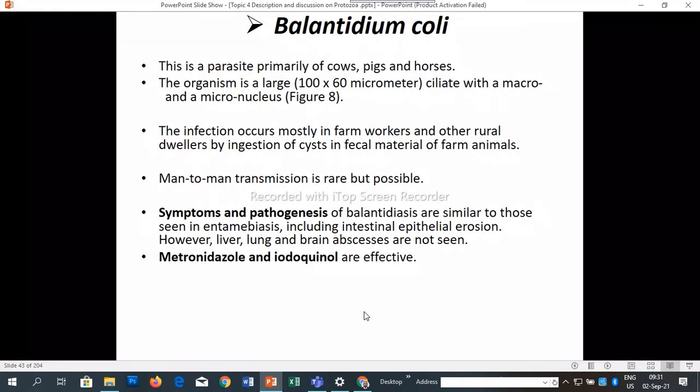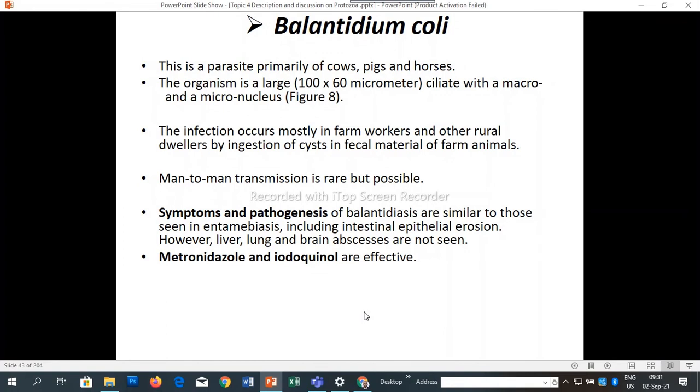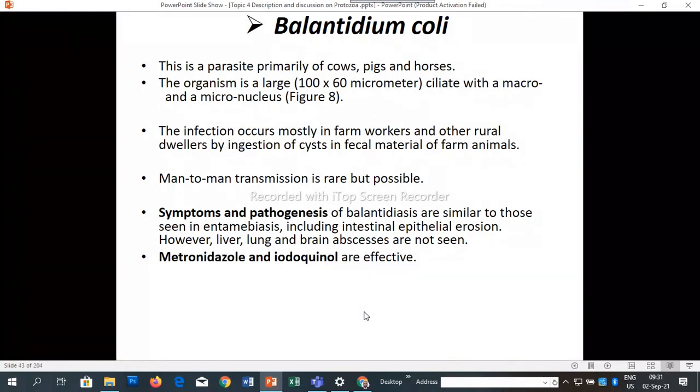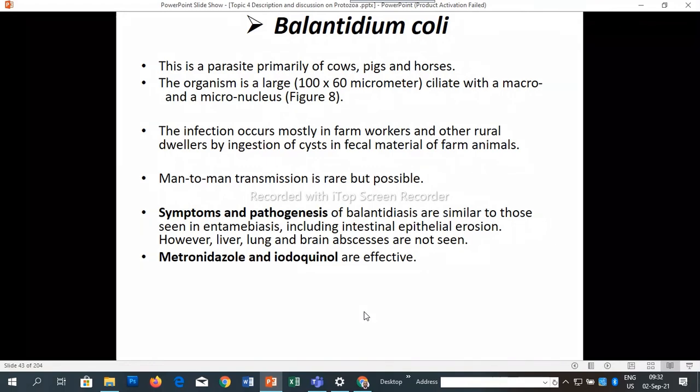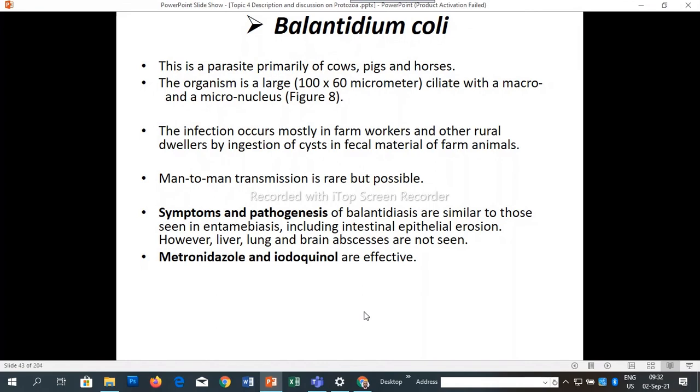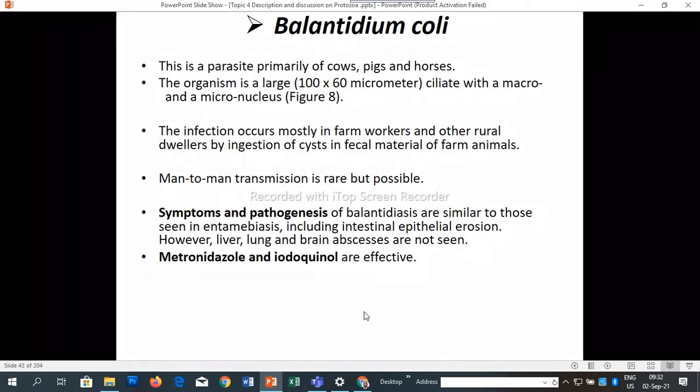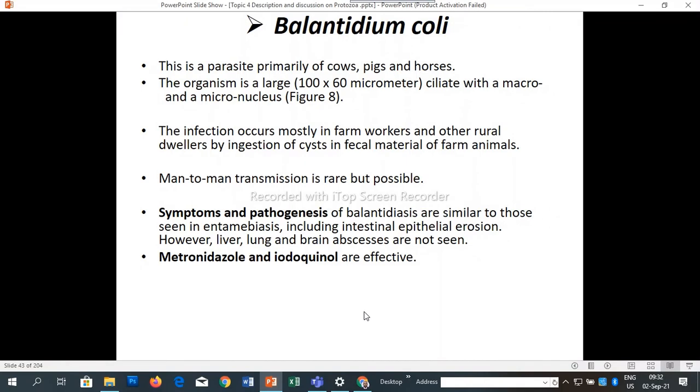Infection occurs mostly in farm workers and rural areas, whereby cysts are ingested from the fecal material of farm animals. So those persons who are working on the farm can easily get infected by Balantidium coli. And if their immunity is not strong, they can develop diarrhea. Sometimes the cowboys drink the same water as the cows drink, in the stream or in the river and so on. In that way, the cow contaminates the water, then the man consumes the water and gets infected.